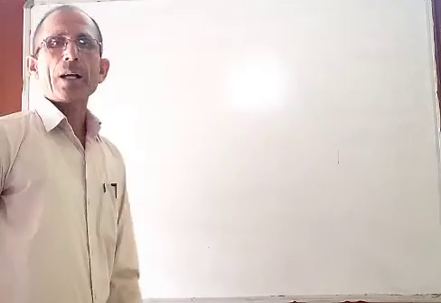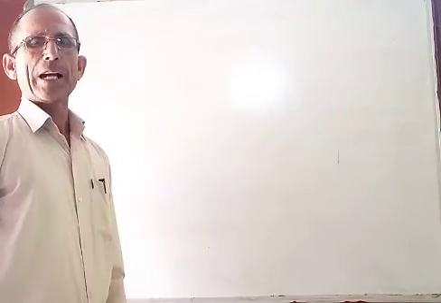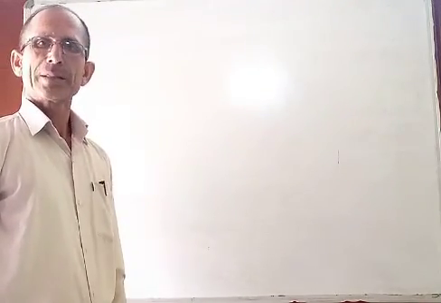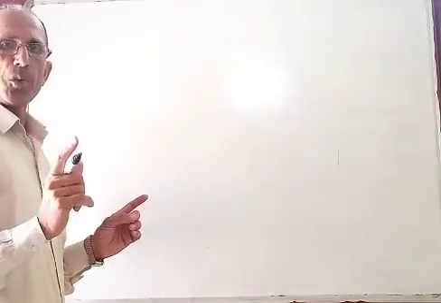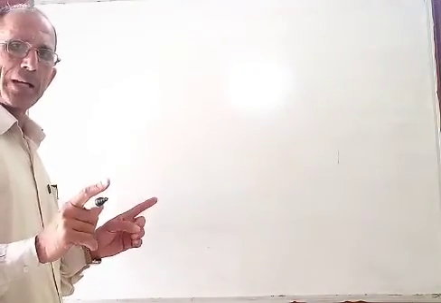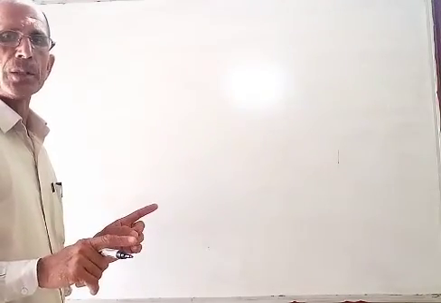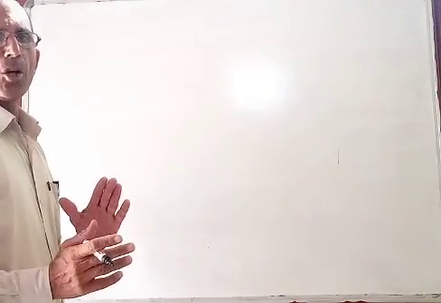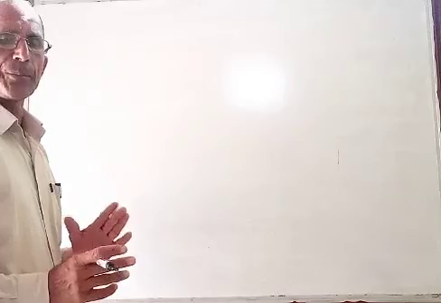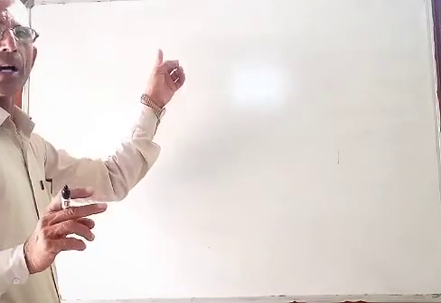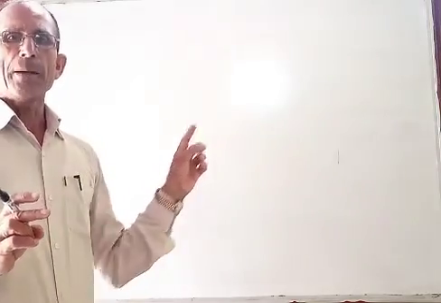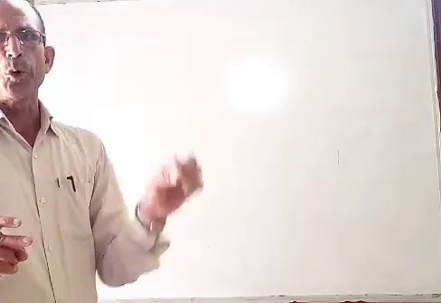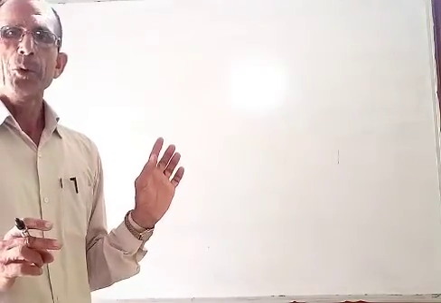The diameter of the earth is 4 times that of the moon. So we have to find the ratio of their total surface areas. This is the statement, and this question is also given in the book.